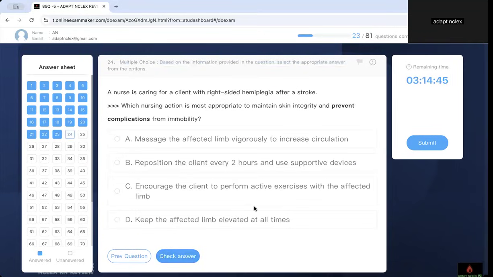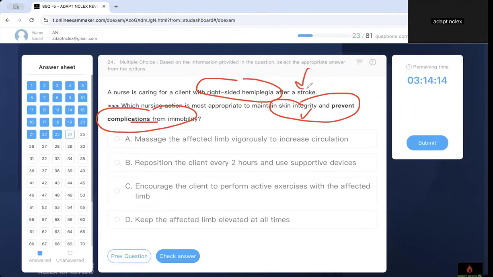Basic care and comfort. And for basic care and comfort, write this down, concept. The way to answer the question is in the question. Which nursing action is most appropriate to maintain, what is the word? Skin integrity and prevent complication. So underline that. And then you look at the answer choices. It should have what? Skin integrity and prevent complication, about not moving. And this is caring for a client with what? Right-sided hemiparesis, about stroke. The patient has a stroke and is not moving. How can you protect the skin? Pick an answer choice that is protecting the skin.